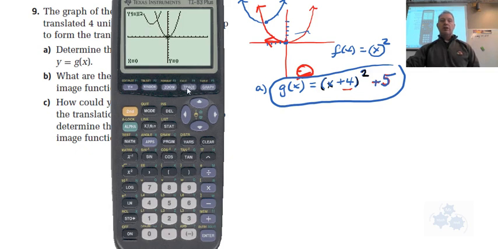Okay, now let's just trace, and let's go to the other one. Let's just estimate where this vertex is. And look at that, negative 4, 5. So we're on the right track. See that? Okay, so that's A.